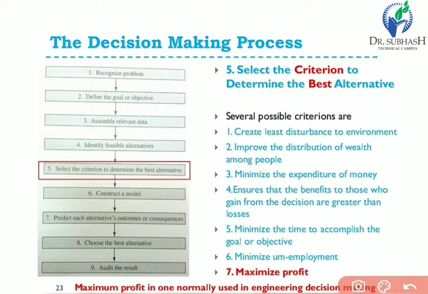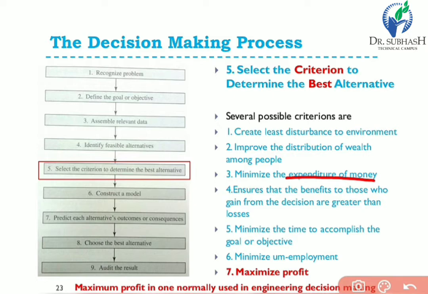Third one is minimize the expenditure of money. It means that we need to invest some money in these options. So based on this, we also ensure that our expenditure will be minimum.